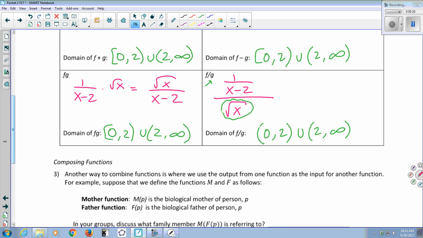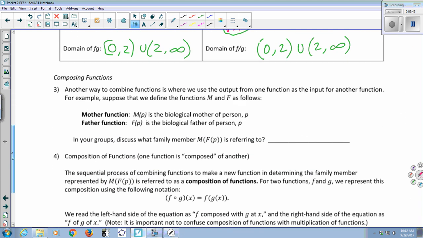All right, now I'm going to simplify this. 1 over x minus 2 times 1 over square root x. Just flip and multiply by the reciprocal. So this is 1 over square root x times x minus 2. All right, so that's my little intro on adding, subtracting, multiplying, dividing functions.